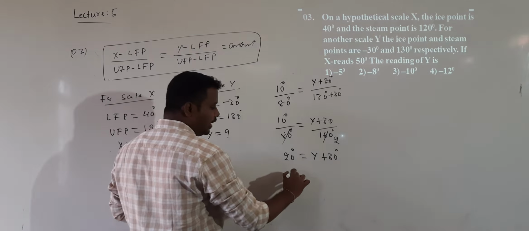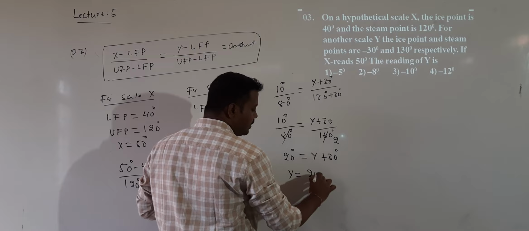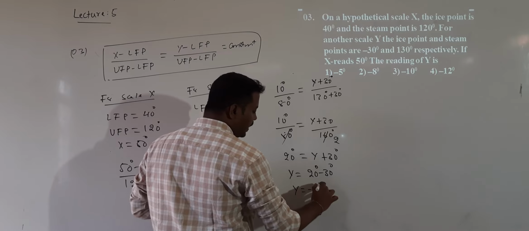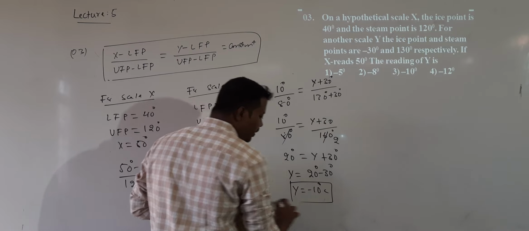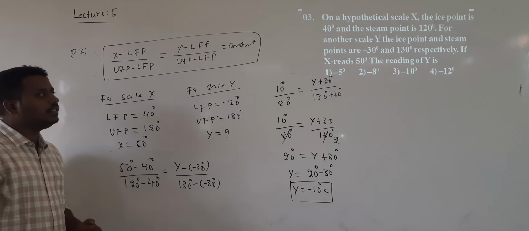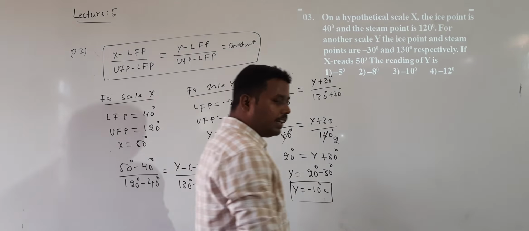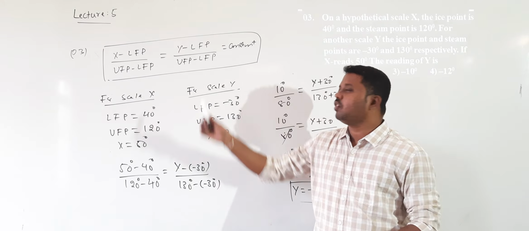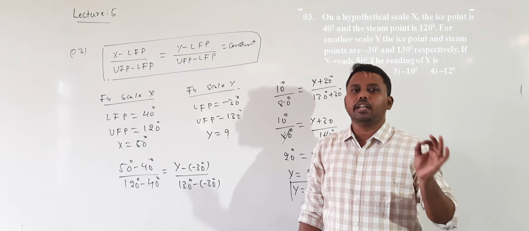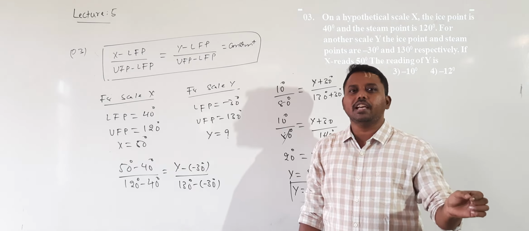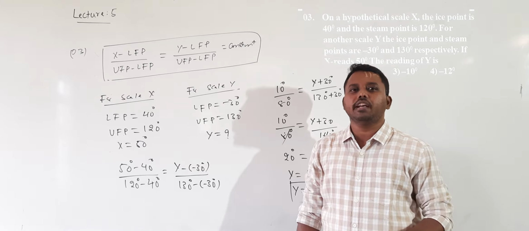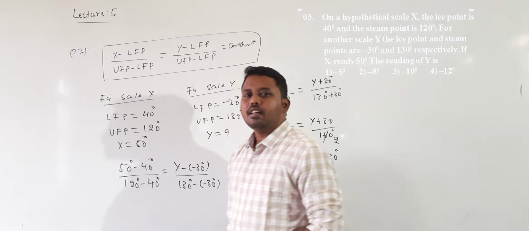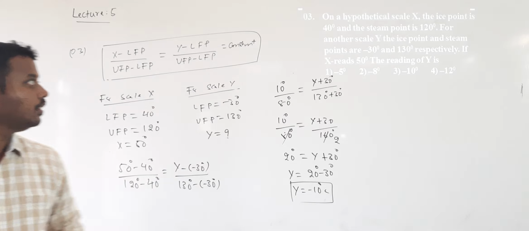So what is the y value? 20 degrees minus 30 degrees, so y is equal to minus 10 degrees. The reading on scale y is minus 10 degrees. Question understood? Clear? This is the formula you have to remember always, for converting from one scale to another, or to find any unknown reading of a thermometer. This was question number 3.